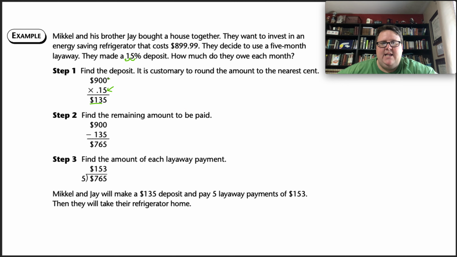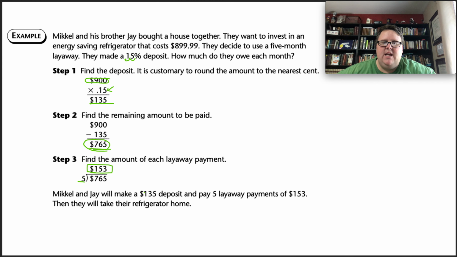So what we do is we take the original price, the total price, which is 900, and subtract the down payment, the deposit. When we do that, we got $765. Now that's how much is owed still. And now if they're doing it in 5 payments, that means there's 5 months, a 5-month layaway. So you're just going to divide the remainder by 5. And that's going to give us how much they pay per month. So how much do they pay per month?